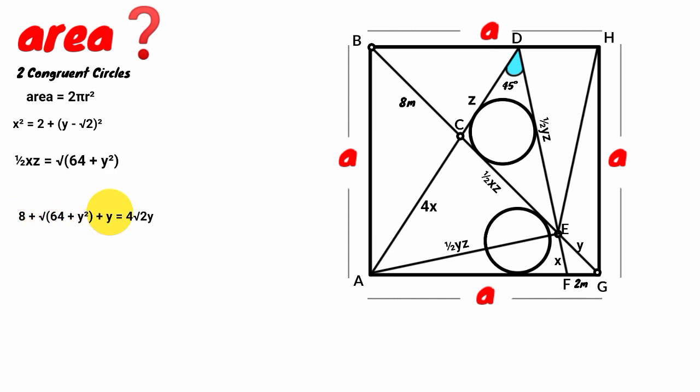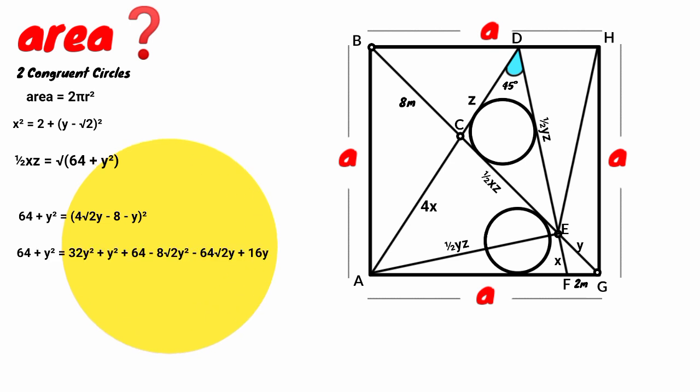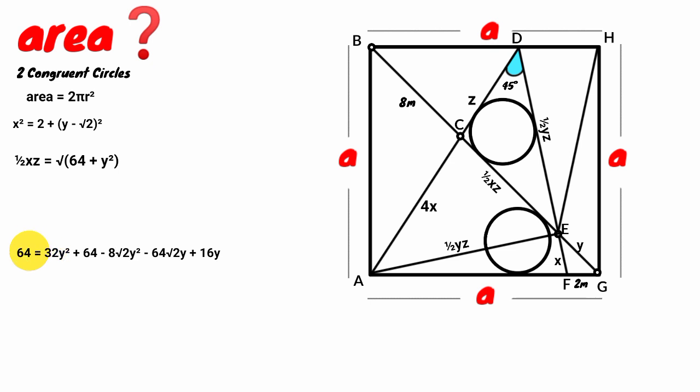Take this 8 and this y to the left. Square both sides of the equation. Here, square root cancels square. While here, if you expand it, it is 32y squared plus y squared plus 64 minus 8 root 2y squared minus 64 root 2y plus 16y. This y squared eliminates this y squared, and this 64 eliminates this 64.